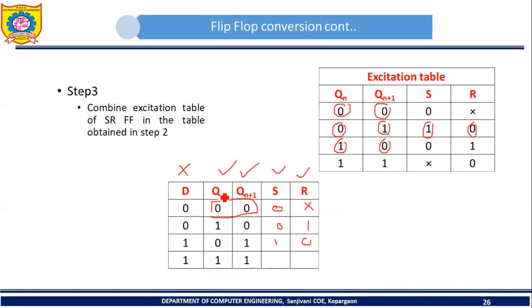The last row says that the present state is 1 and the next state is 1. So for that, what should be S and R? S should be don't care, which means the value of S can be either 0 or 1. And what about R? R is 0. In this way, you have to combine this excitation table of SR flip-flop with the table which we obtained in step number 2.